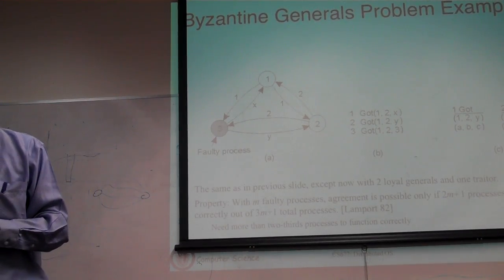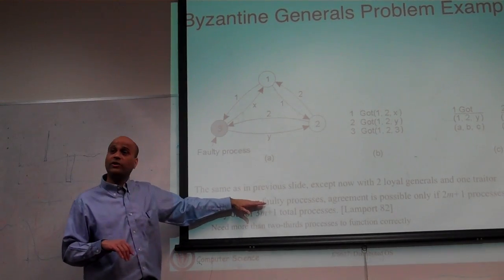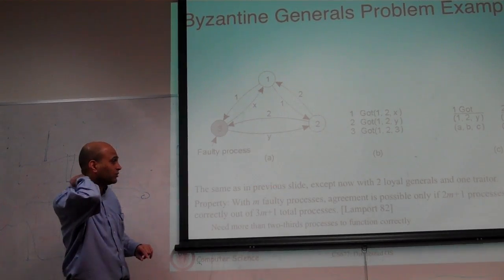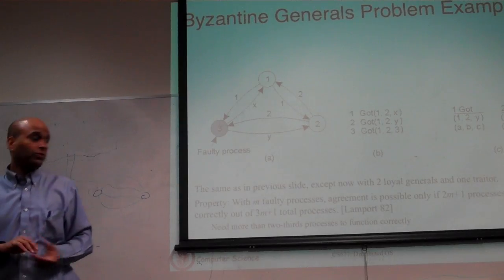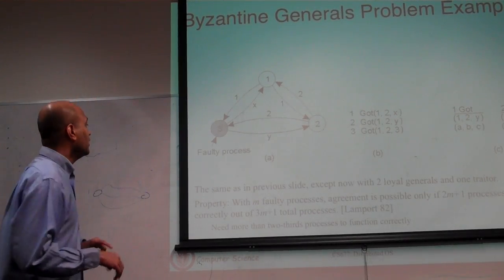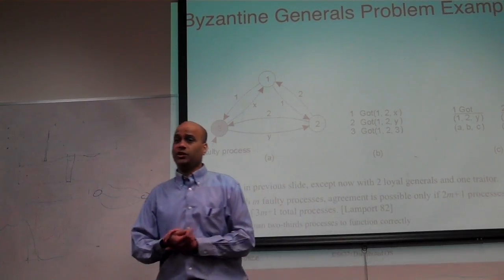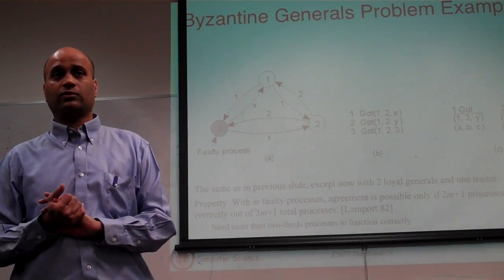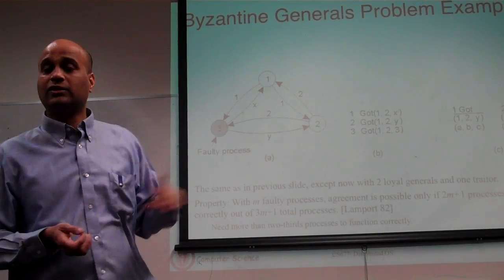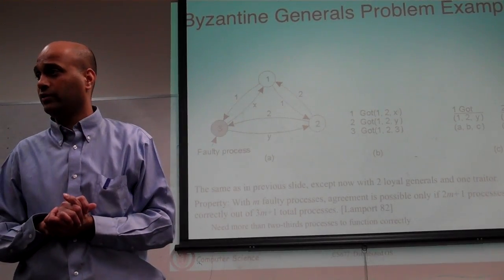Is that clear? So what this is essentially saying is that if you have m faulty processes, agreement is possible only if you have 2m plus 1 correct processes out of 3m plus 1. In case m is equal to 1, that says with one faulty process, you need 3 out of 4 correctly functioning processes to reach agreement. In this case, that means if there are only 3, that condition is not satisfied.